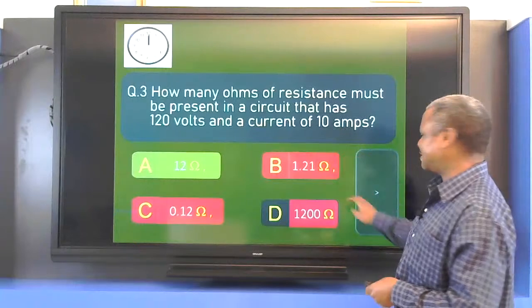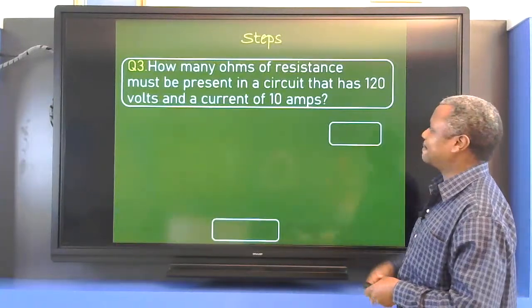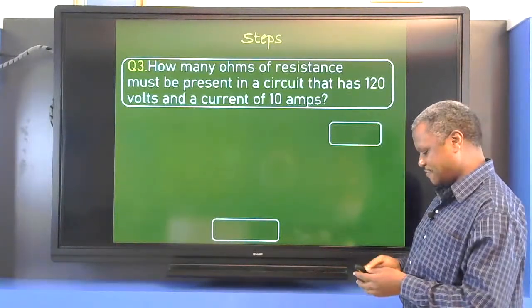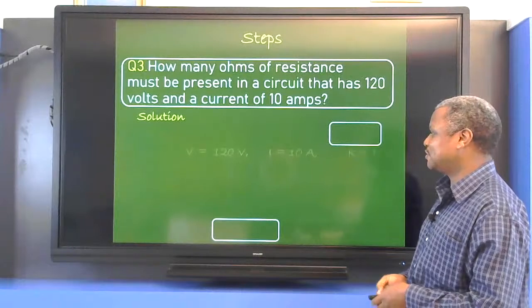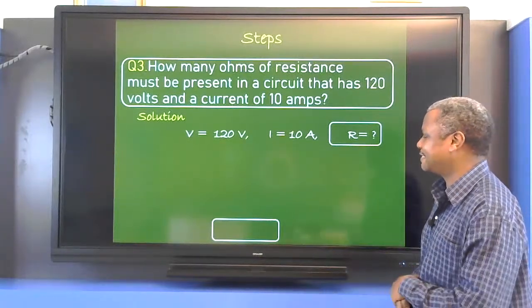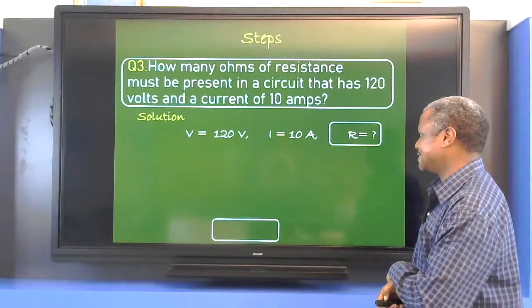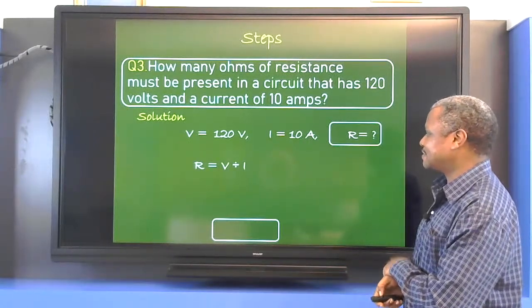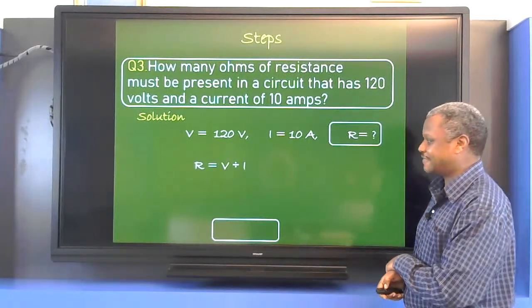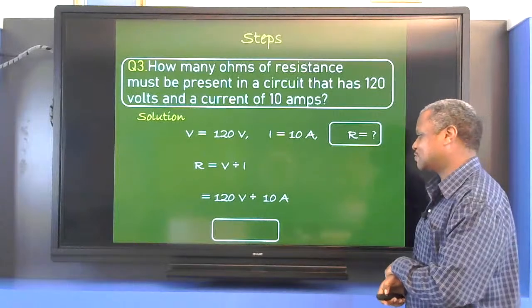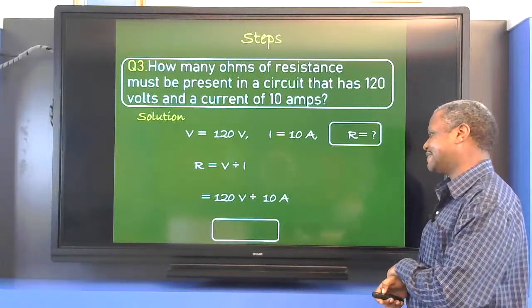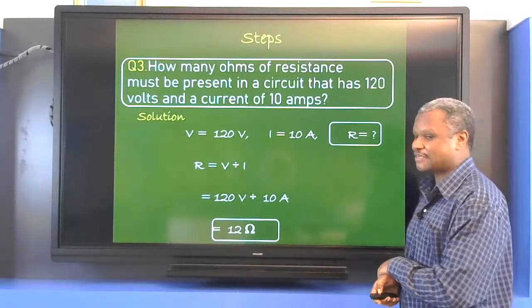And how did we calculate this one again? These are the steps on how we found these answers. The solution is as follows. The voltage is 120. The current is 10 amperes. What we don't know is the resistance. Resistance is voltage divided by current, which equals 120 divided by 10. And the answer you get is 12 ohm.